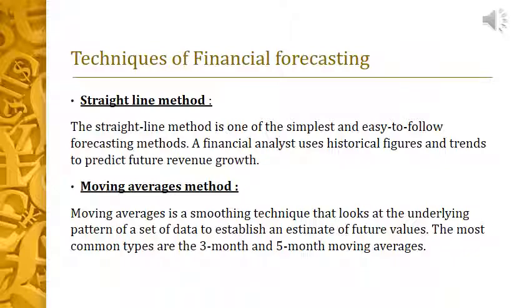The other one is the moving averages method. Moving averages is a smoothing technique that looks at an underlying pattern of a set of data to establish an estimate of future values. The most common types are 3-month and 5-month moving averages. In this method, moving averages are calculated for 3 months or 5 months, and then the rest is predicted on the basis of that.